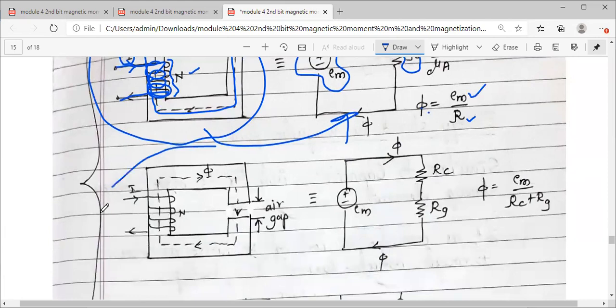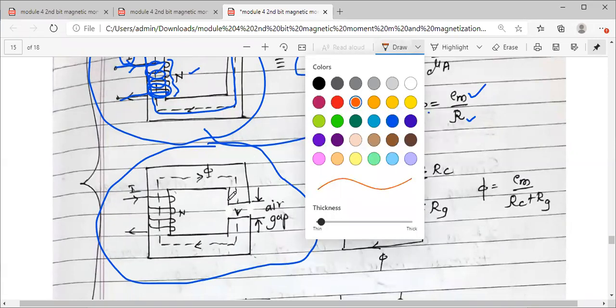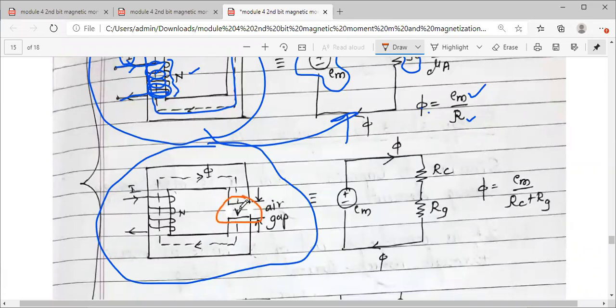Now, just compare the second one with the first one. There is a certain difference you can observe. Let me highlight that difference. Here there is a difference. There is some air gap at the right hand side. You can observe every other thing is the same. There is one coil here which has n number of turns. There is a current I flowing. You have magnetic flux produced. But there exists a little air gap in between these two ends.